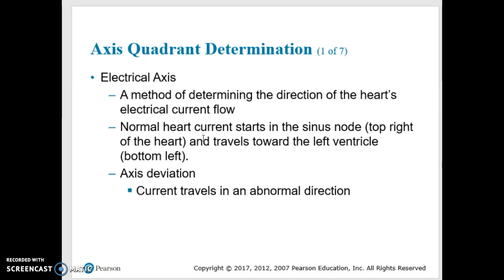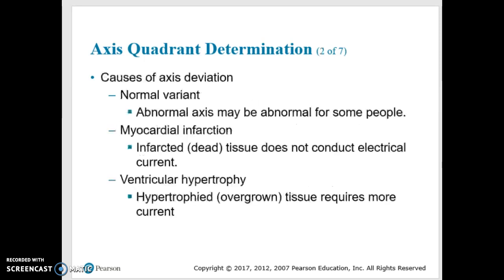In an abnormal heart rhythm, the current may travel in an unusual direction, so it may deviate from this. So that's important to know, and that's what we're talking about when we talk about axis quadrant determination. In a few moments, I will get into more detail and explain how you should determine your axis quadrant.